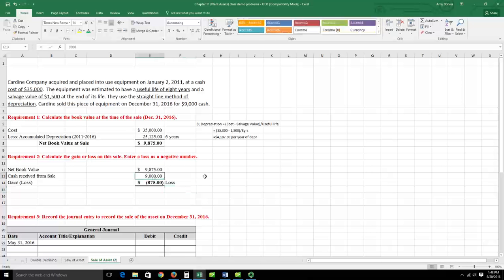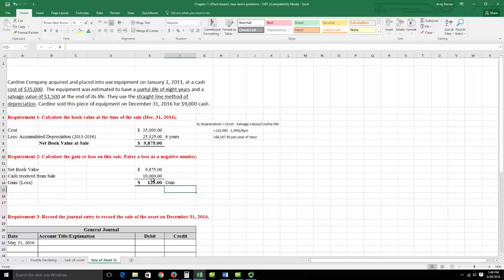So if we had sold it for $10,000, oops, not 100,000, 10,000, we would have had a gain, right? Because the net book value represents what we thought the asset was worth, and the cash that we received is what we could actually sell it for. And so if we sold it for $10,000, we would actually have a gain. 10,000 minus 9,875, we would have a $125 gain.